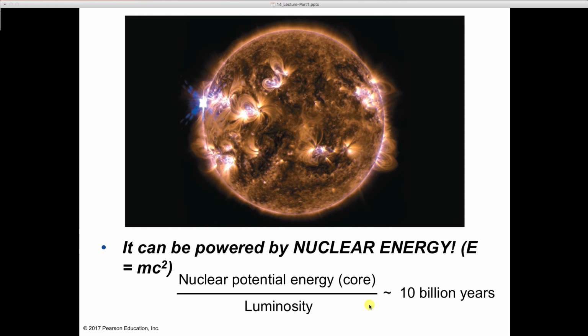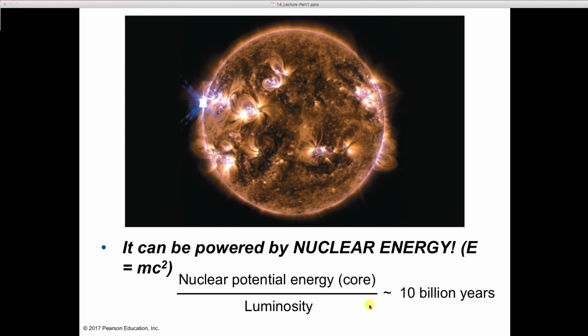So if you look at the total nuclear potential energy available in the core, just the core, and divide that by the rate at which the sun is giving off its energy, you get something that's much more reasonable, something that seems to make sense compared to what we know about our sun and our solar system. And that's about 10 billion years.